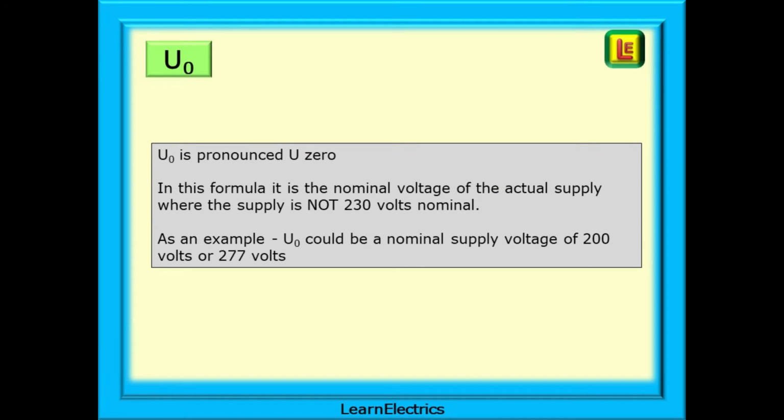U0 is pronounced U-nought. In this formula, it is the nominal voltage of the actual supply where the supply is not 230 volts nominal. As an example, U0 could be a nominal supply voltage of 200 volts, 277 volts, or some other number.